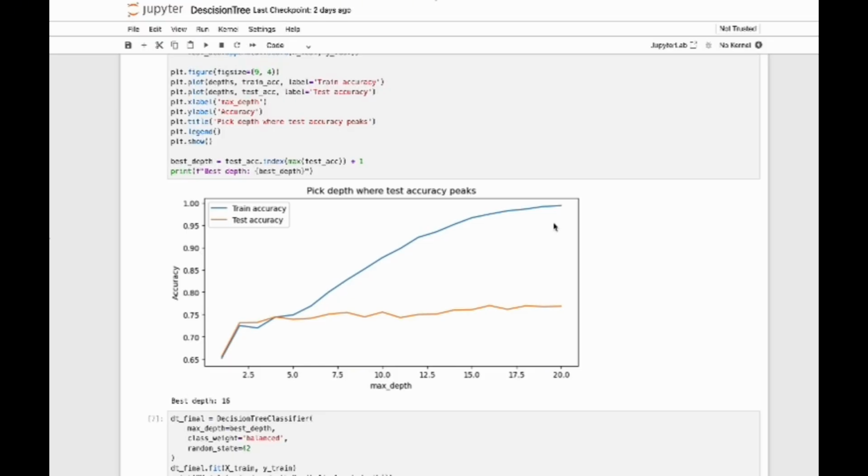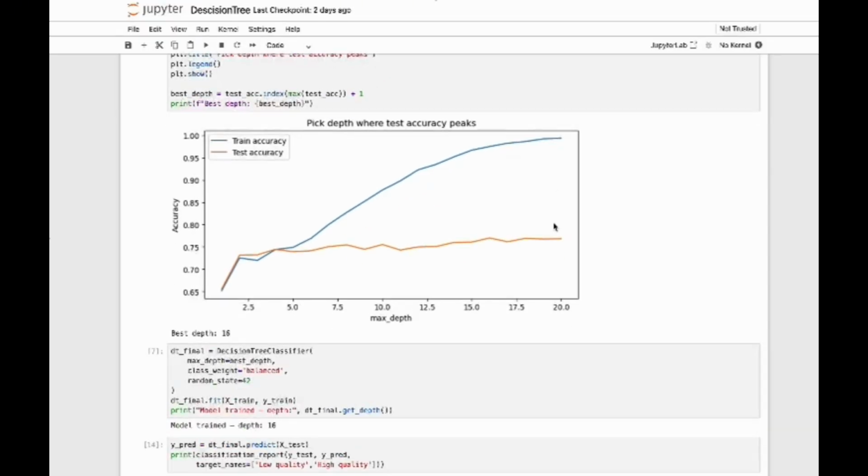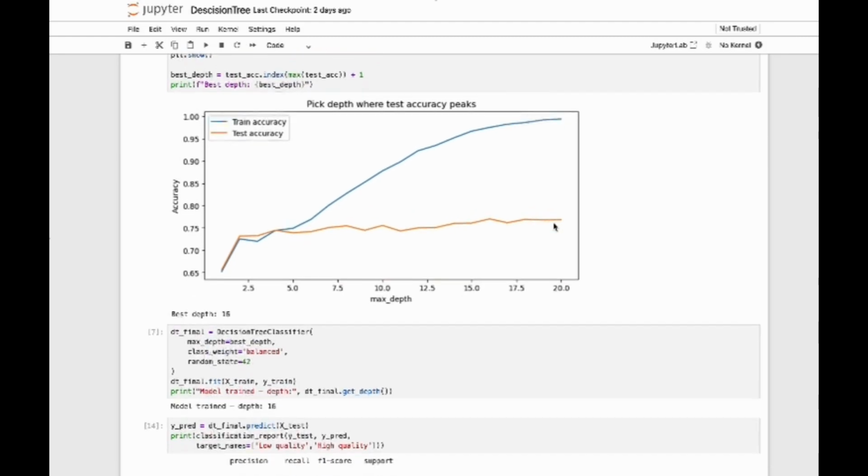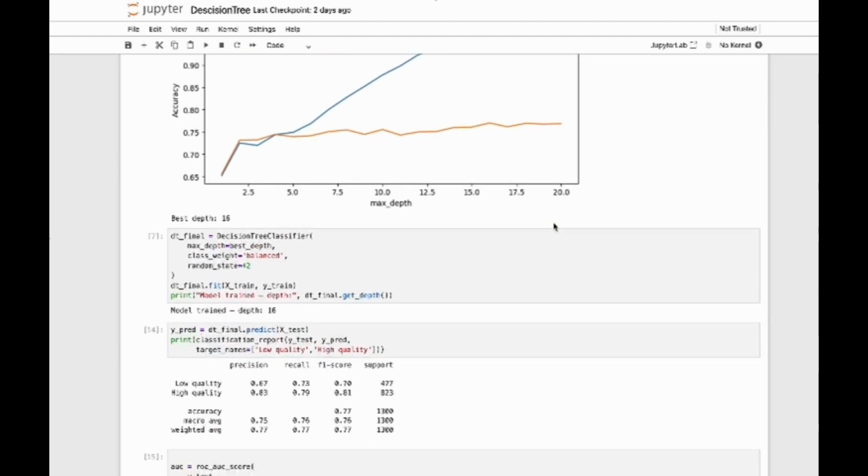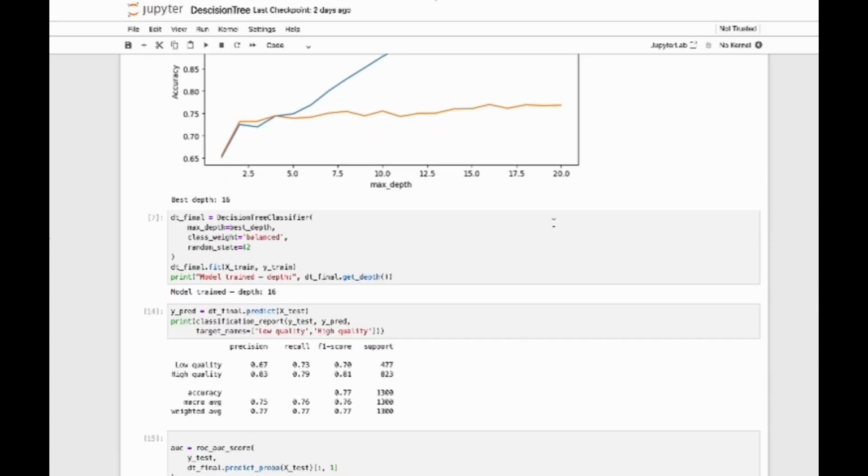So I ran a loop testing depth from 1 to 20, plotting training accuracy against test accuracy. The point where test accuracy peaks without the gap between training and test becoming too large, that's the best depth. I used that value for my final model. Finally, I trained my model using class weight balanced because the dataset has more bad wines than good wines. Without the correction, the tree would be biased towards always predicting bad.